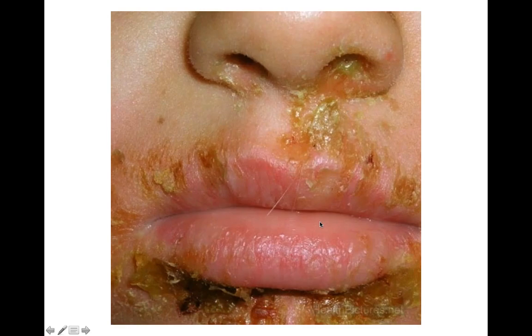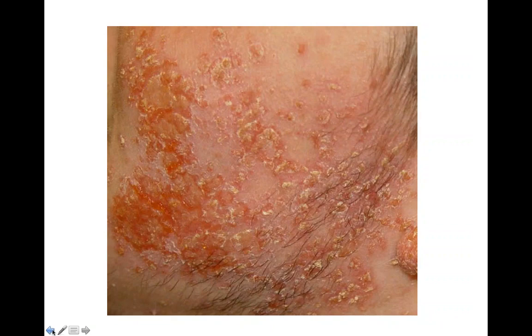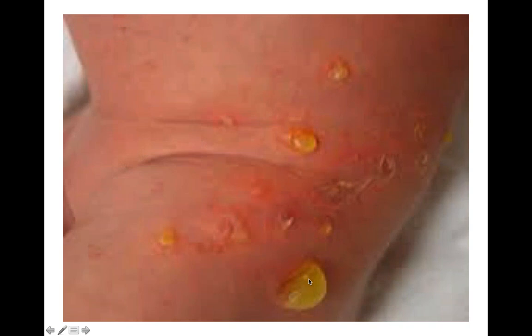And this is also a honey-colored crust, as you can see. This is bullous impetigo. As I told, we have non-bullous and we have bullous. So this is bullous impetigo.